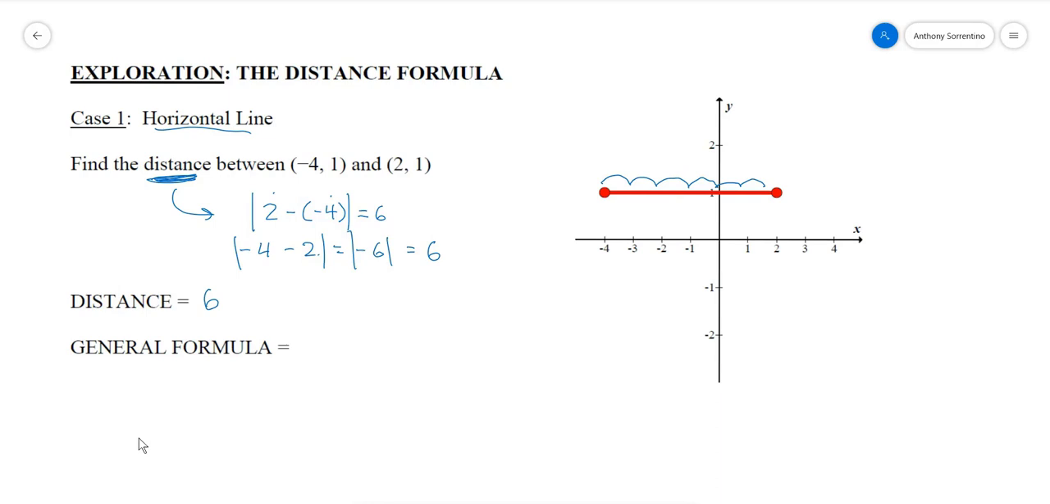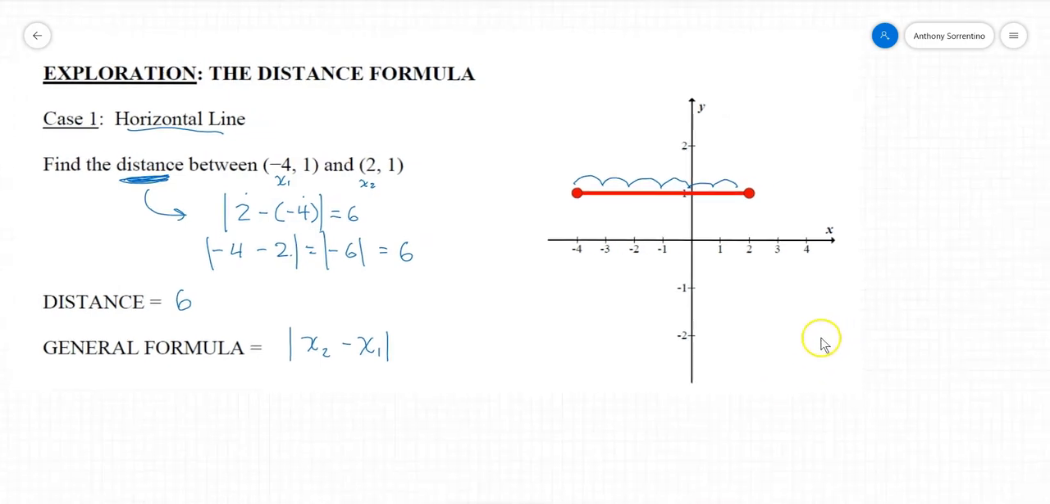So a general formula for this is to take the 2 x coordinates and subtract them. Now, the assignment of the subscripts 2 and 1 is rather arbitrary. It doesn't really matter which one you call x2 and which one you call x1. This could be x1 or x2. I'm going to call it x1 here. This could be x2, but I could also reverse those because of the absolute value. It doesn't really matter.